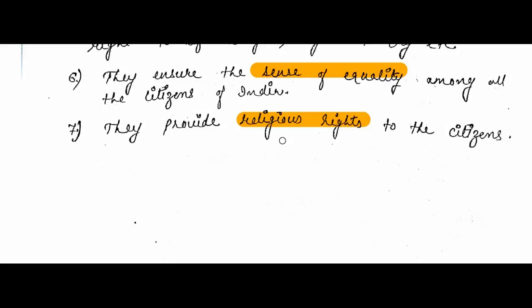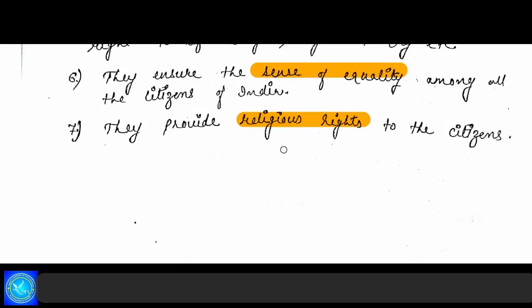Moreover, you can also write that fundamental rights must be implemented without any bias or partiality. So in a democratic country like India, where democracy has been adopted along with the parliamentary system, every citizen has their fundamental rights to be adopted and to be exercised.